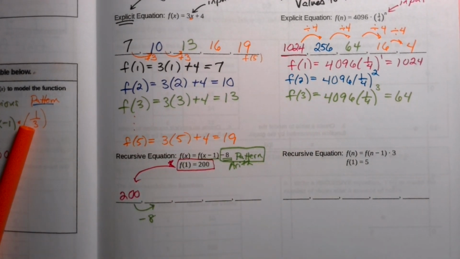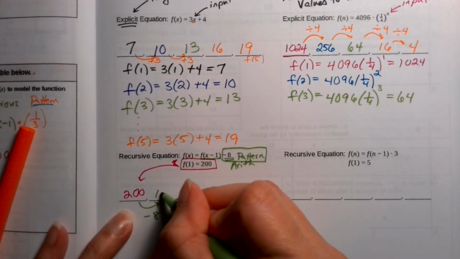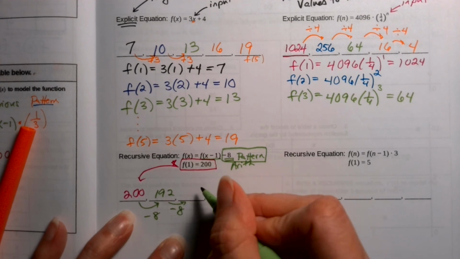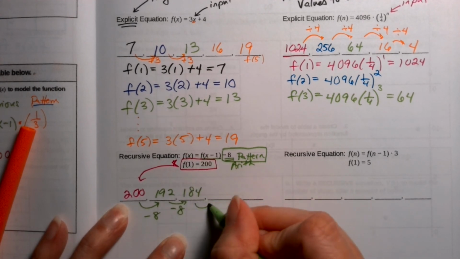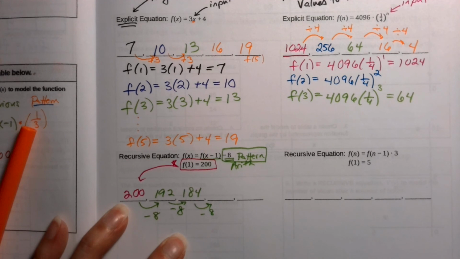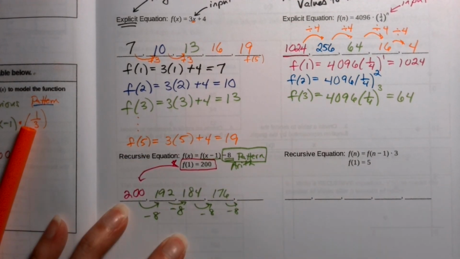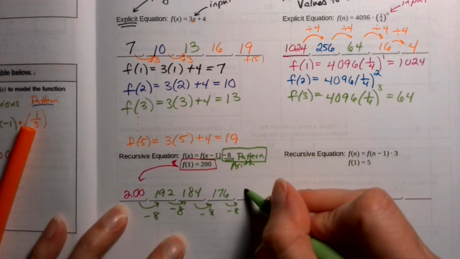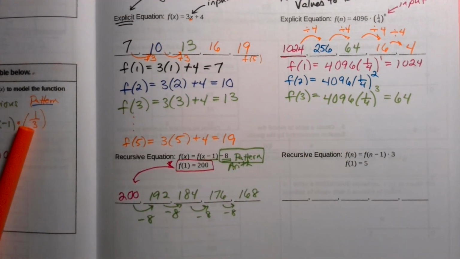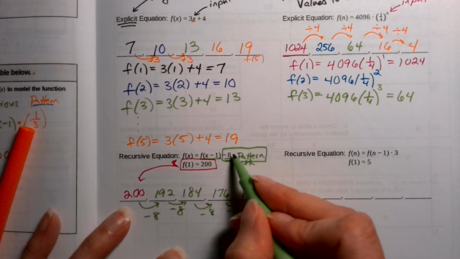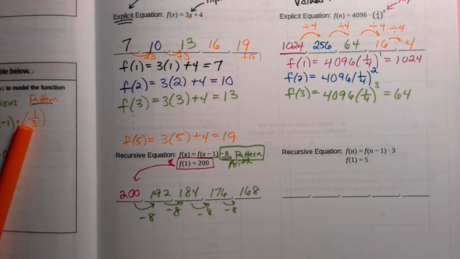So we're going to do 200 minus 8, and we're going to get 192. And then we're going to subtract 8 again, and we're going to get 184. And then we'll subtract 8 again and get 176. Subtracting 8 again, and we'll get 168. So recursive equations give you the start, and you have to look in the equation for the pattern.